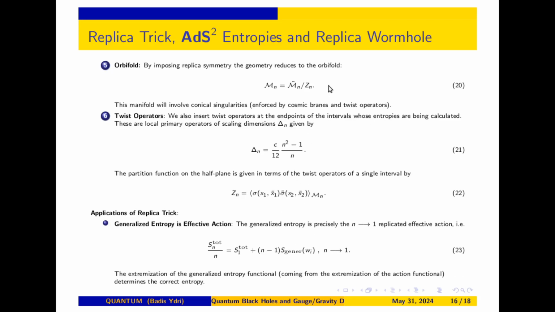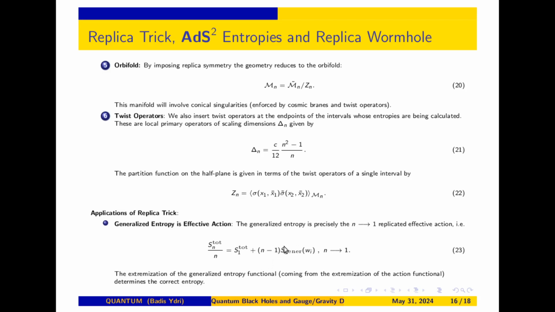orbifold theory by imposing permutation symmetry between the replicas and introducing cosmic branes and twist operators to account for the induced conical singularities. We also insert twist operators at the endpoints of the intervals whose entropies are being calculated. The replica trick is used to show that the generalized entropy is nothing else but the effective action in the limit in which n approaches 1.